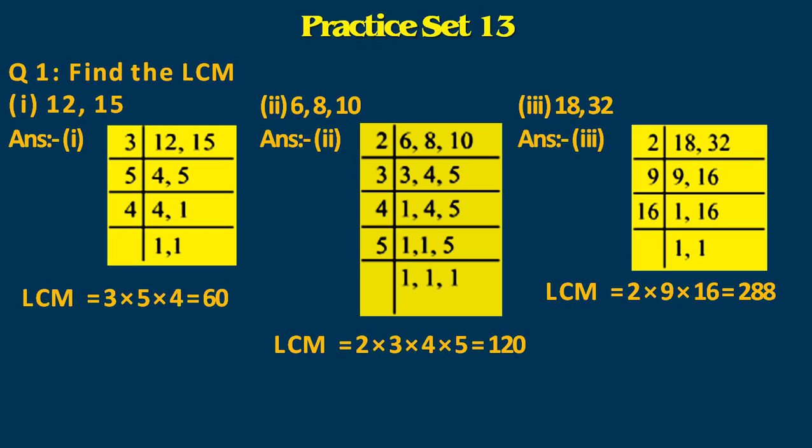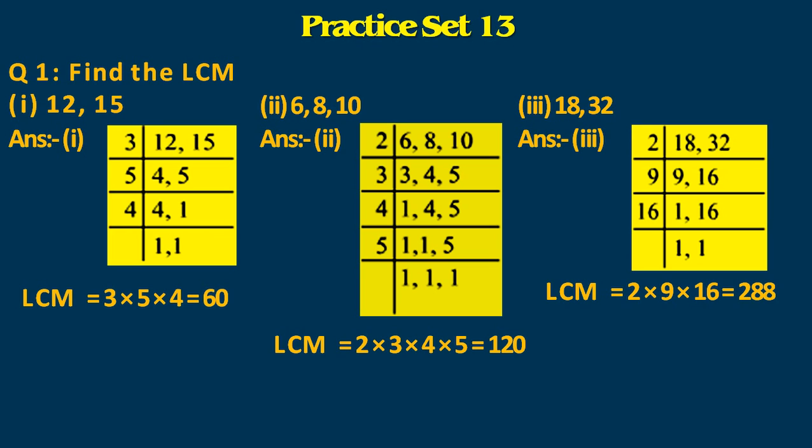Now when you get 1 at the end, that means the numbers on the left hand side of the sum will give the LCM. You can see here the LCM for 12 and 15: 3 into 5 into 4. So 3 5s are 15, 15 4s are 60. LCM of 12 and 15 is 60.